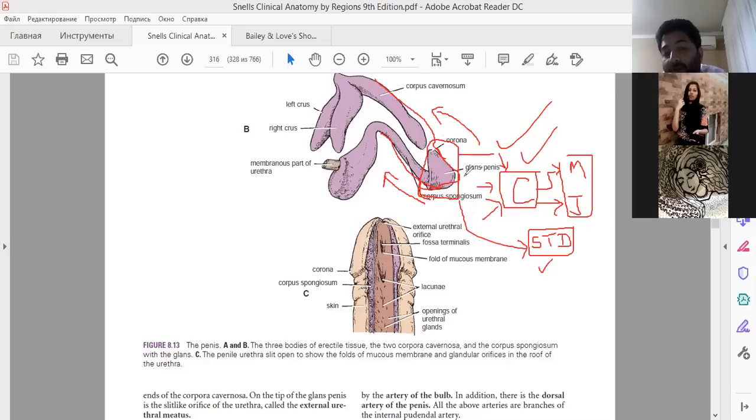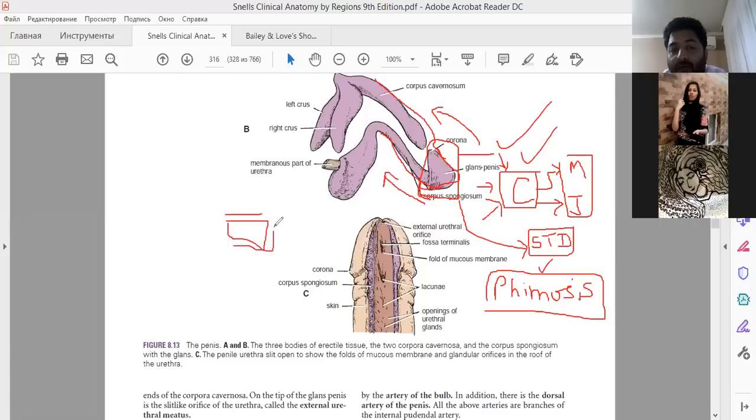The circumcision process is mostly performed in the surgical department. Now one more condition relating to this skin, this prepuce or foreskin, is known as phimosis. What is phimosis? It is a condition in which the foreskin or prepuce cannot be retracted. For example, if this is the penis and this is the foreskin, and it is not retracted, going backwards, and you cannot reveal the glans penis, then this condition is known as phimosis.